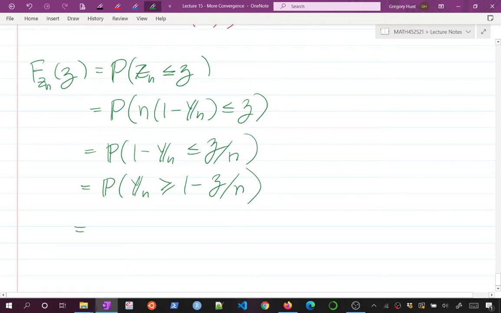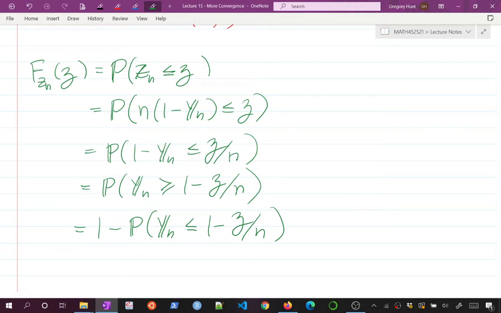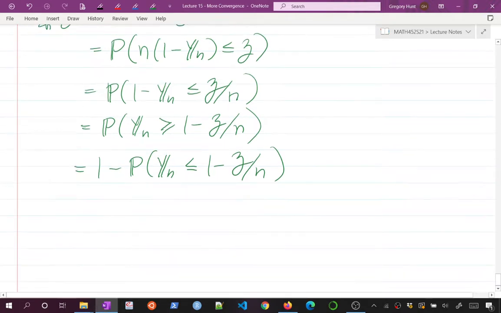And I can, of course, look at the complementary probability of this. So I could say this is 1 minus the probability that Yn is less than or equal to 1 minus Z over n. Why do I want to do that? Because my Yn is a maximum, and I know something about the probability of a maximum being less than or equal to something, right? I've done this trick 3 or 4 times now.